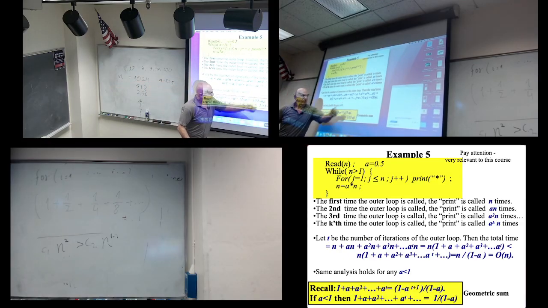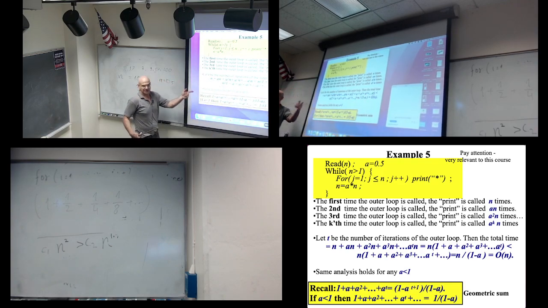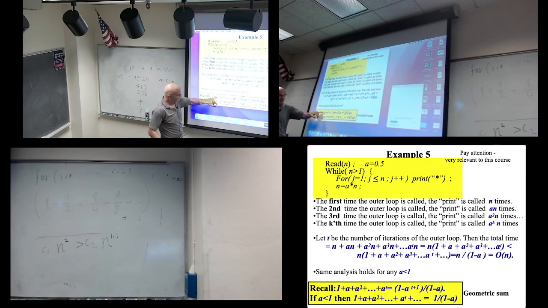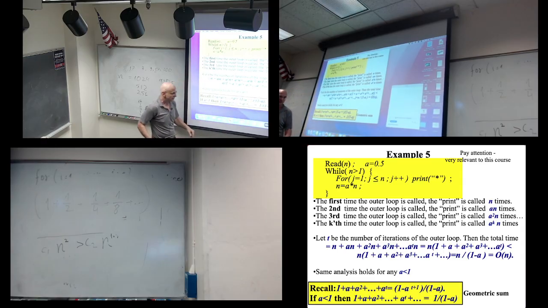So what is the overall running time? What does this sum equal to? That's a geometric sum. Geometric sum for every a: 1 plus a plus a squared plus dot dot dot a to the t equals 1 minus a to the t plus 1, divided by 1 minus a.